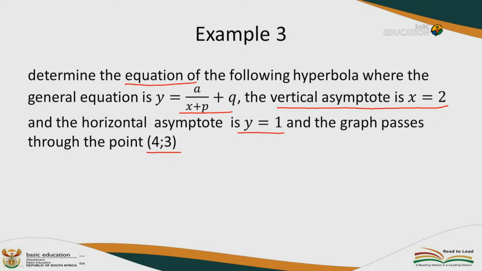So from just the given information, before we even look at the graph, we can clearly see that you are given the value of Q. So from this, we can see that the value of Q is what? It's 1, because we know that the horizontal asymptote is given by y equal Q. Here they are saying y equal to 1, so the value of Q is 1.